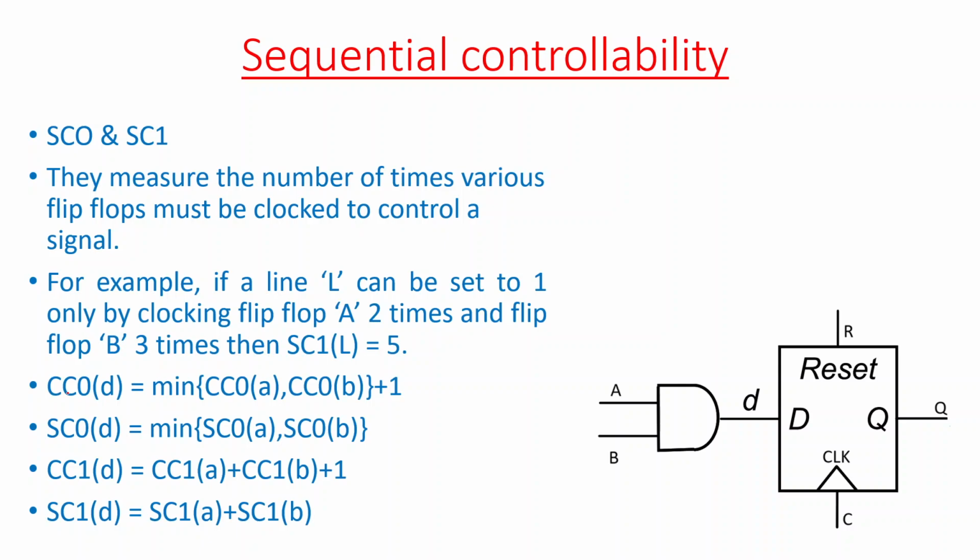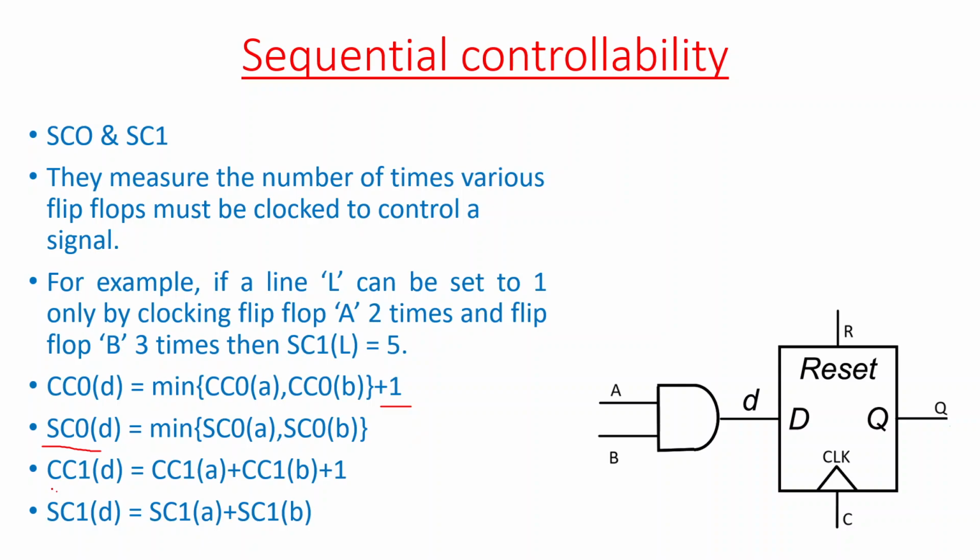So the combinational controllability of 0 for D will be equal to the minimum of the combinational controllabilities of 0 for A and B, because for D to be 0, either A should be 0 or B should be 0, plus 1. Plus 1 we are adding because the signal is passing through a logic gate. But when we talk about the sequential controllability, you can see that there is no plus 1 term, because in sequential controllability the plus 1 term comes only when the signal is passing through a sequential circuit like a sequential latch.